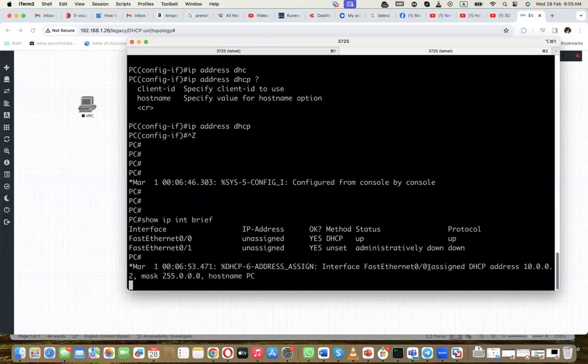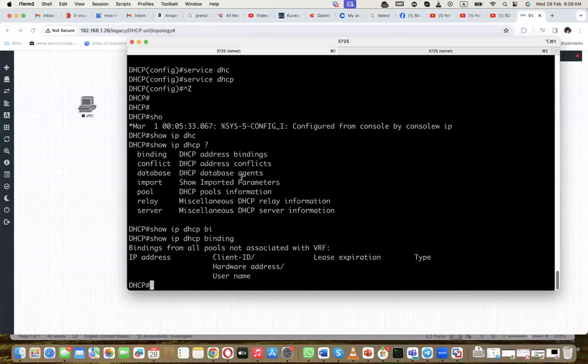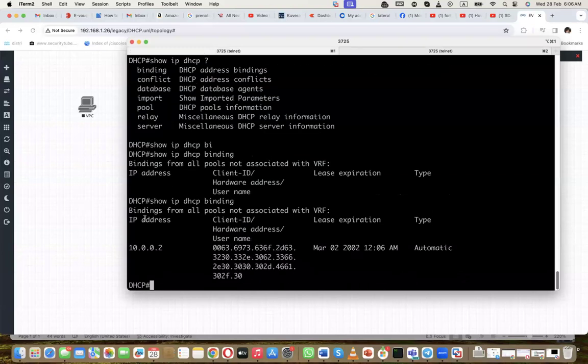Can you see that an IP address has been taken? DHCP address assignment: interface FastEthernet 0/0 assigned DHCP address of 10.0.0.2, with a subnet mask of 255.0.0.0, host name is PC. Now this IP address has been assigned to this interface via the DHCP server. Similarly, if I go and check the DHCP server for the IP address assignment, can you see? 10.0.0.2 has been associated to so-and-so client. How did this get associated? Automatically. An IP address has been assigned to the user via the DHCP server.